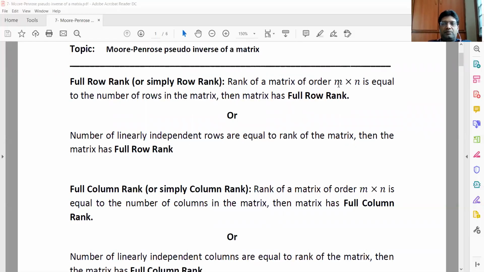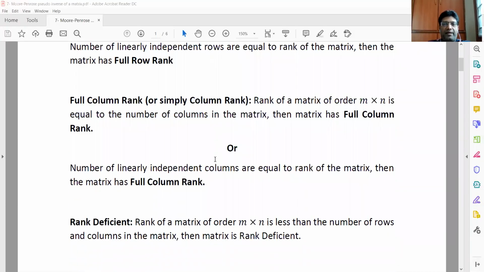The meaning is here. Suppose A is a matrix whose order is 3 by 2. If its rank is 3, then we say that it has full row rank, because the rank is equal to the number of rows. In another way, if the number of linearly independent rows is equal to the rank of the matrix, then also we say that it has full row rank.